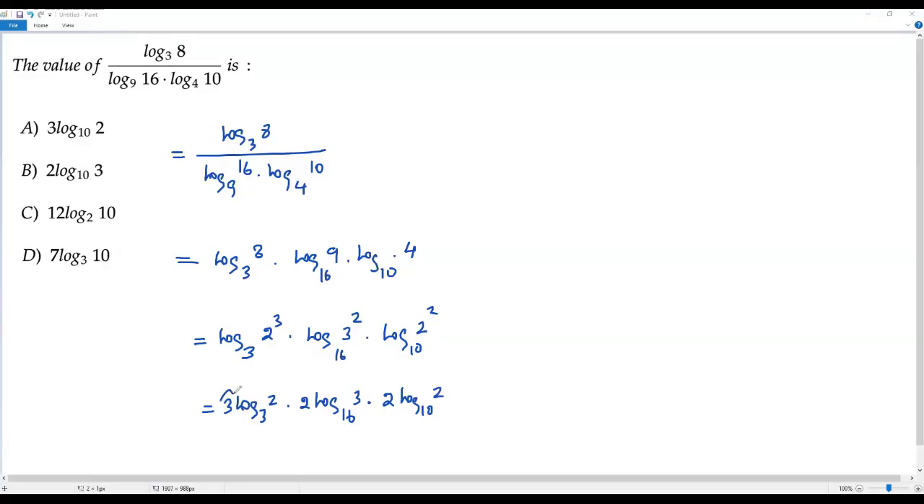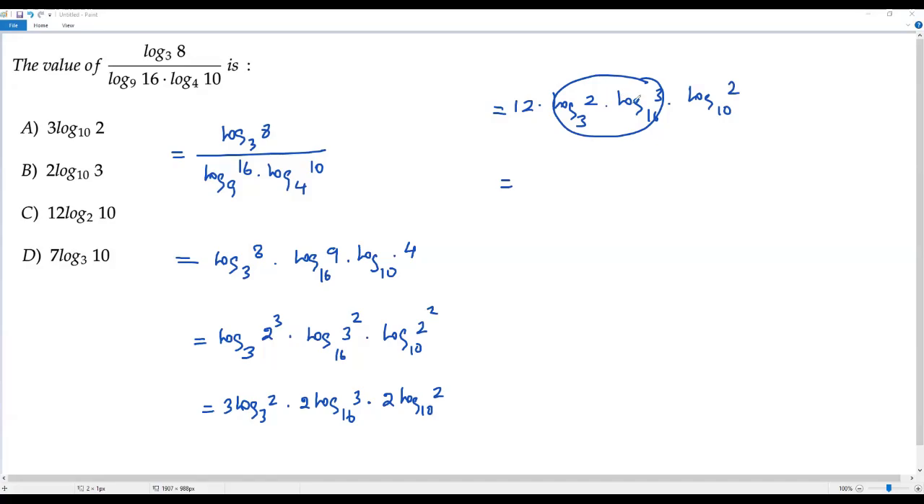Now what I can do is multiply these 3 numbers, 3, 2, 2. 3 times 2 is 6, 6 times 2 is 12. Let me continue over here. Then I'm getting 12 times log base 3 of 2 times log base 16 of 3 times log base 10 of 2. Now let me consider the product of these two logarithms.